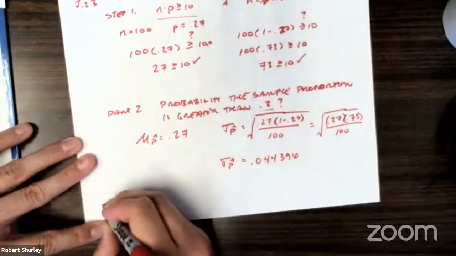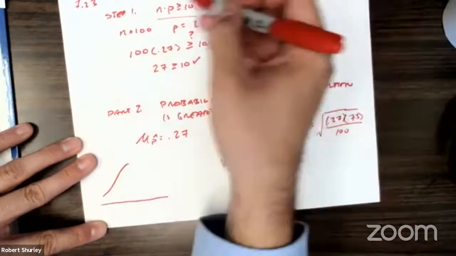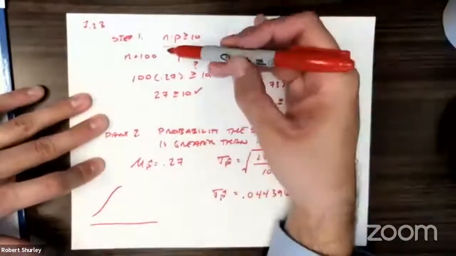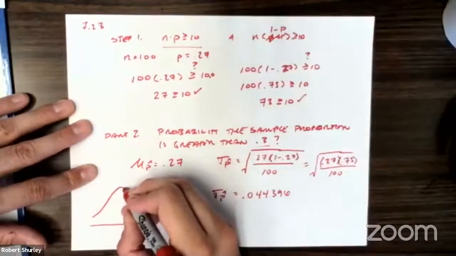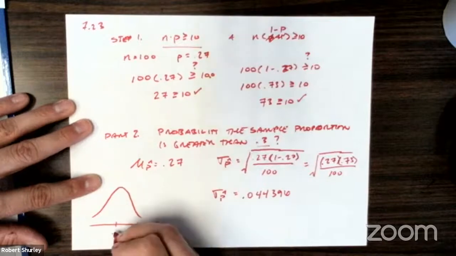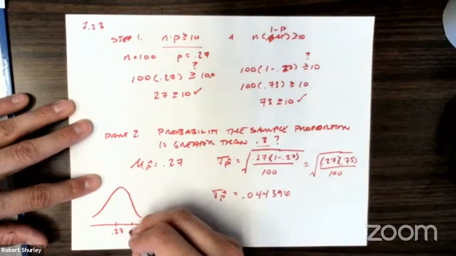So look, we have a normal distribution. We can assume that because of the stuff up here, okay? We can assume a normal distribution because n times p is greater than 10 and n times 1 minus p is greater than 10. So we've got a nice normal distribution. We know it's centered at 0.27, right? 0.30 is over here somewhere.